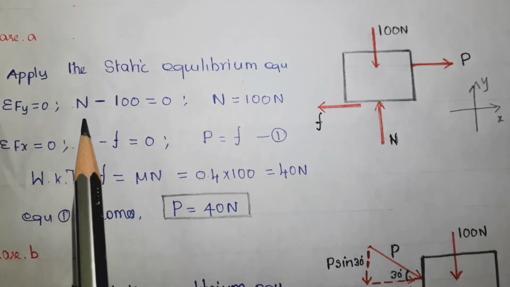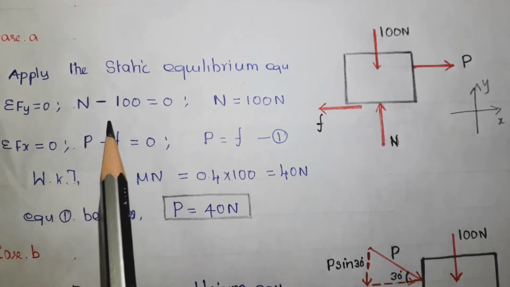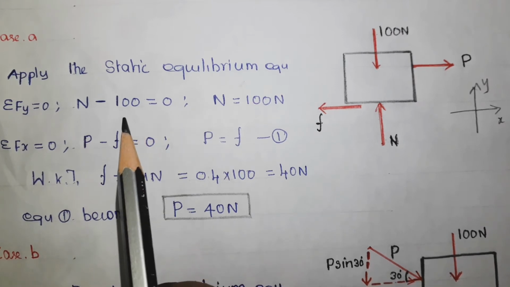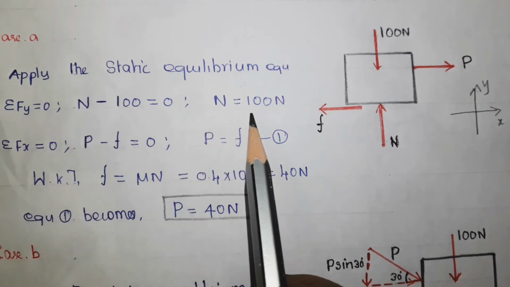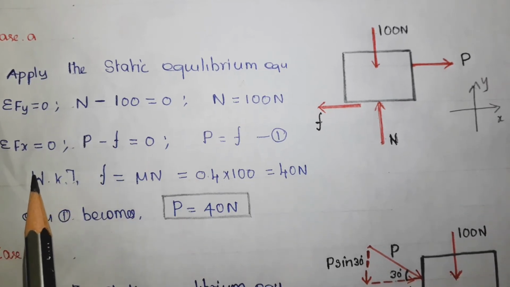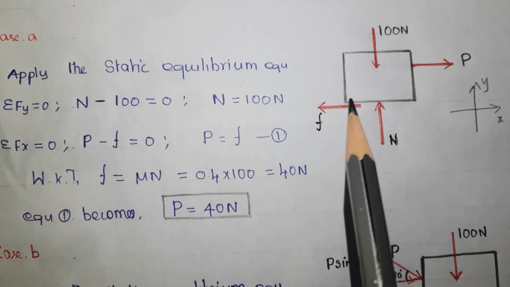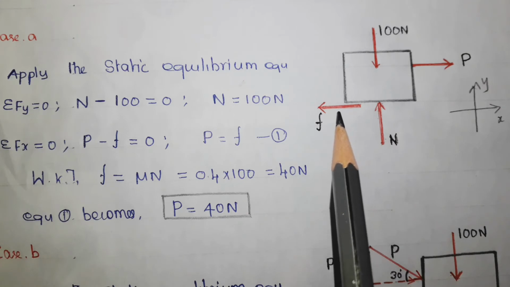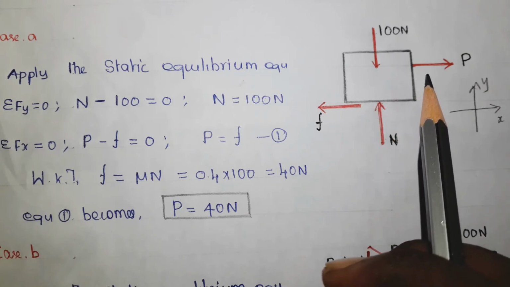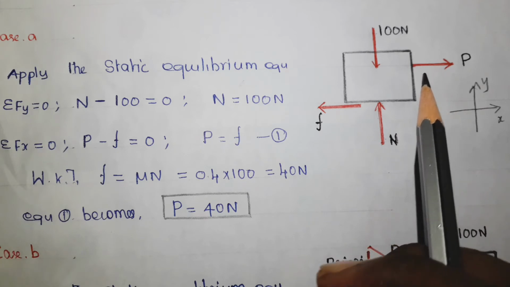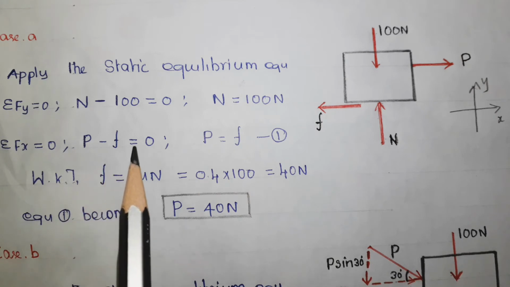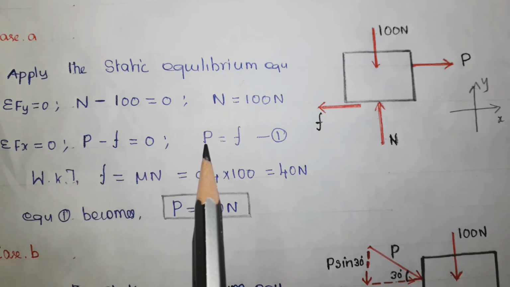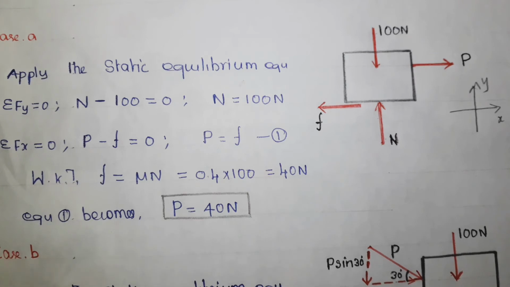Now here N is taken as positive since it is in upward direction, minus 100 equal to 0. Here the weight is taken as negative. So N equals 100 Newton. Now use the second equilibrium equation, which is the summation of all horizontal forces equal to 0. In this free body diagram, there are two horizontal forces, one is the friction and another one is the applied force, but this force should be taken as positive and this should be taken as negative. So P minus F equal to 0 and P equal to F, this is the first equation.